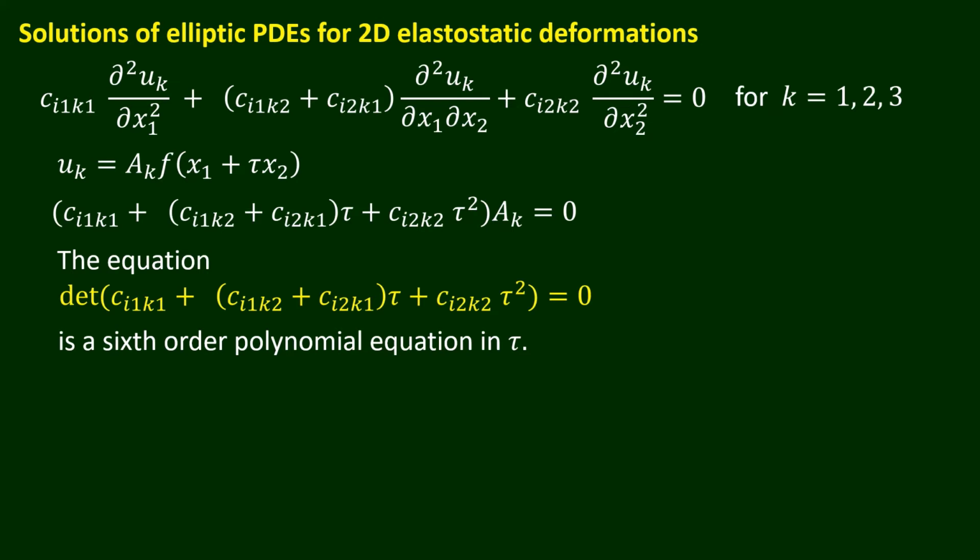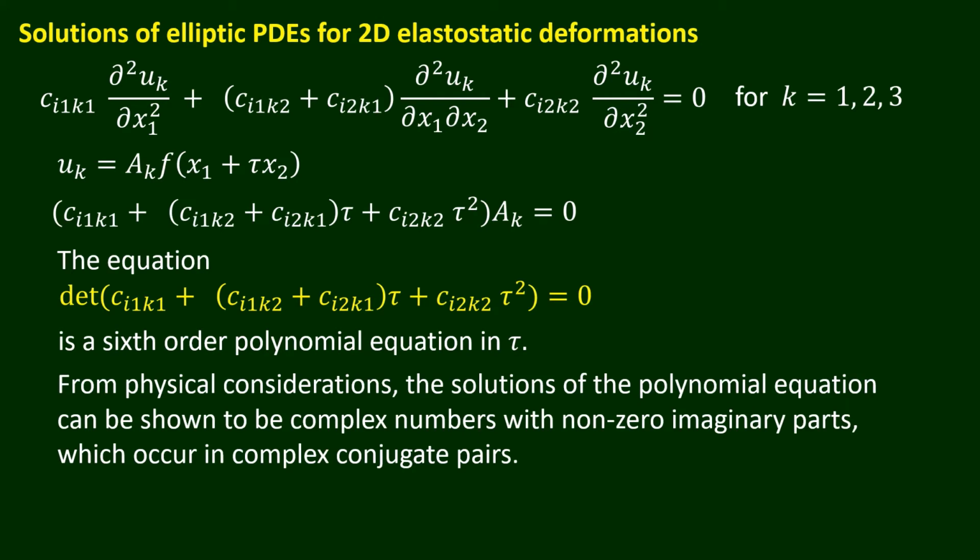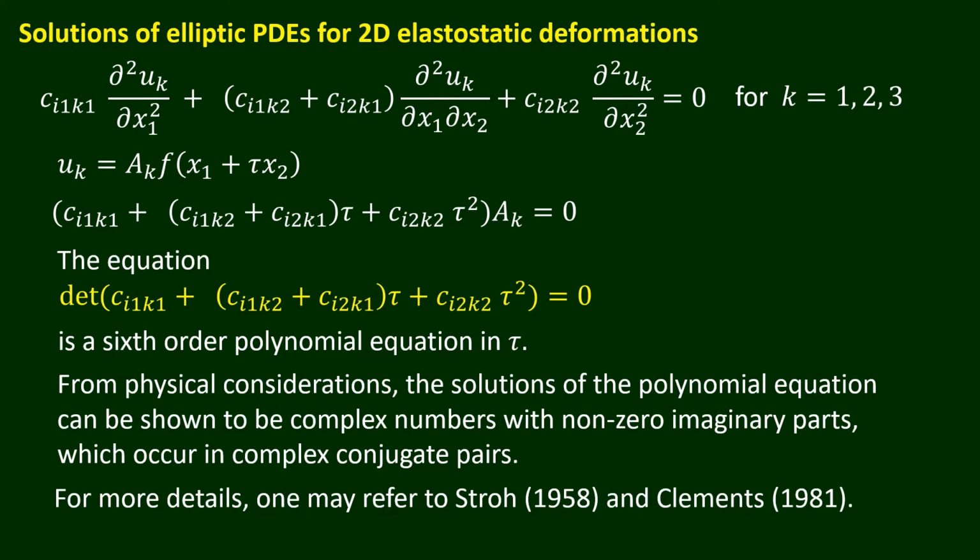From physical considerations, the solutions of the polynomial equation can be shown to be complex numbers with non-zero imaginary parts, which occur in complex conjugate pairs. For more details, one may refer to Stroh, 1958, and Clements, 1981.